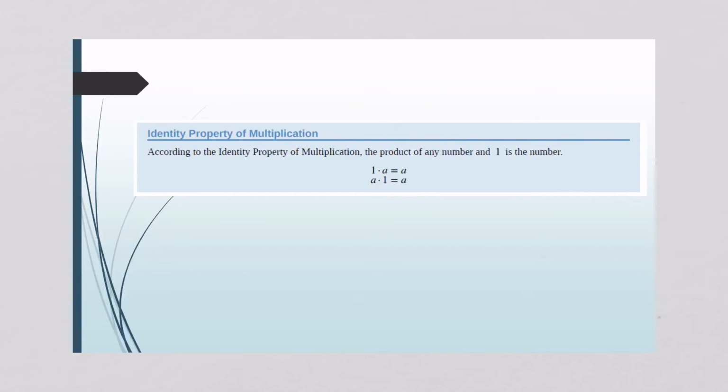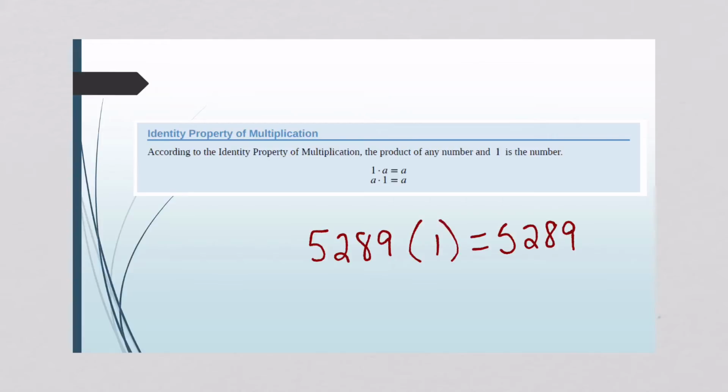And this page says that any number times 1 is itself. So this is your identity property here. So let's say 5,289 times 1 is just 5,289. That's it. Anything times 1 is itself.